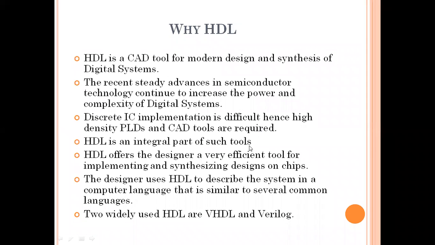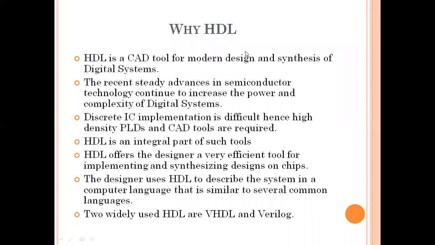So first we learn about the hardware description language, and actually we have two major types of hardware description language. We have already covered one subject, the fundamentals of hardware description language. Through this subject we have understood the languages VHDL and Verilog, right? So here, first we will understand why HDL, hardware description language.